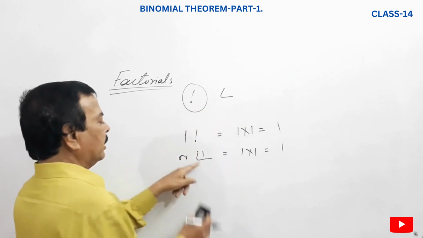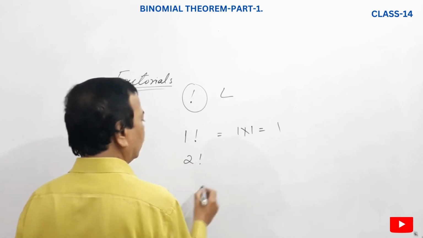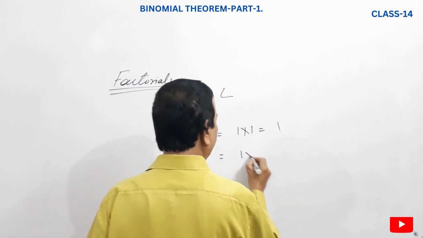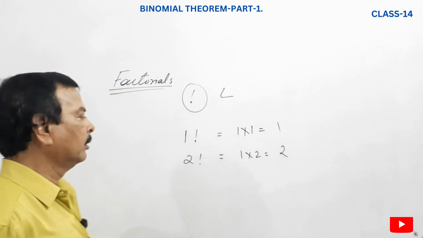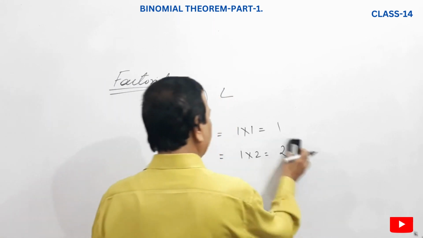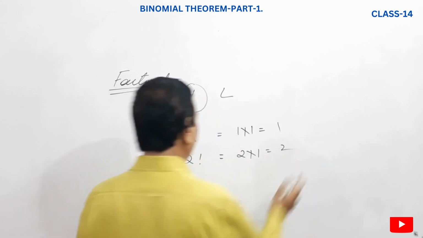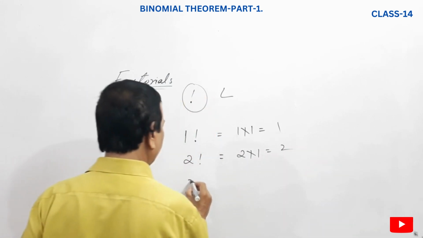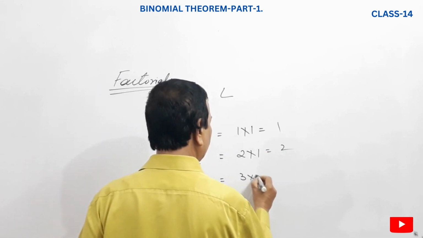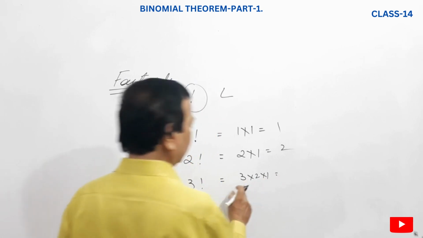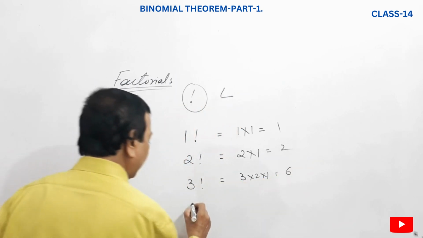So instead of this, I'll use this. So what is 2 factorial? 2 factorial is 1 into 2, equals 2. Some people write it the other way, 2 into 1 equals 2, both ways. Now I'll take 3 factorial. 3 factorial is 3 into 2 into 1. 3 twos are 6, 6 ones are 6. Now 4 factorial.